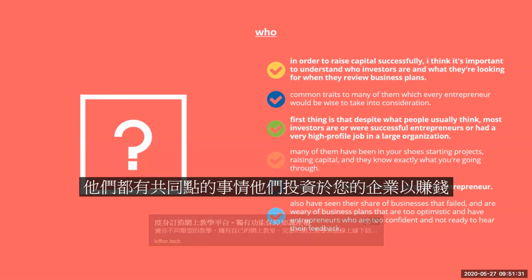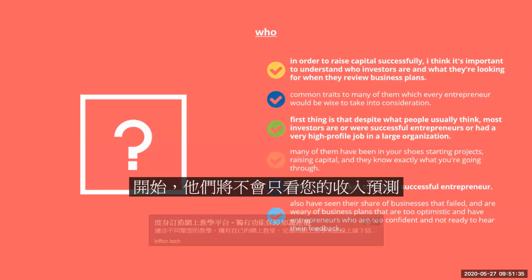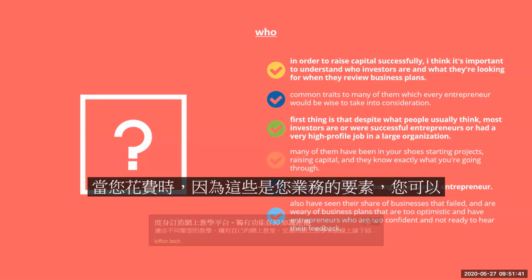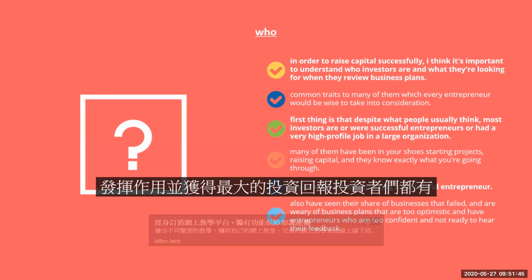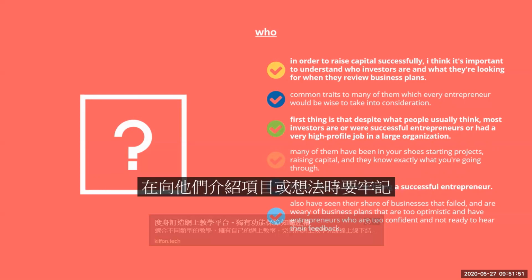They invest in your business to make money, which means getting more money down the road than they have invested at the beginning. And they will not be looking only at your revenue projection, which is sure to be optimistic, but also at what you're going to spend the money on and when you spend it, because those are elements of your business that you can play with to secure and maximize return on investment. Investors all have their unique characteristics and goals, but remember to keep the investor's point of view in mind as you're pitching your project or idea to them.